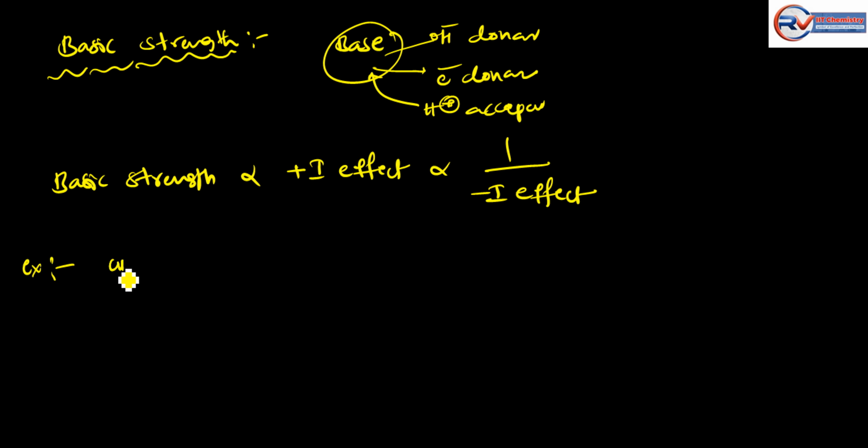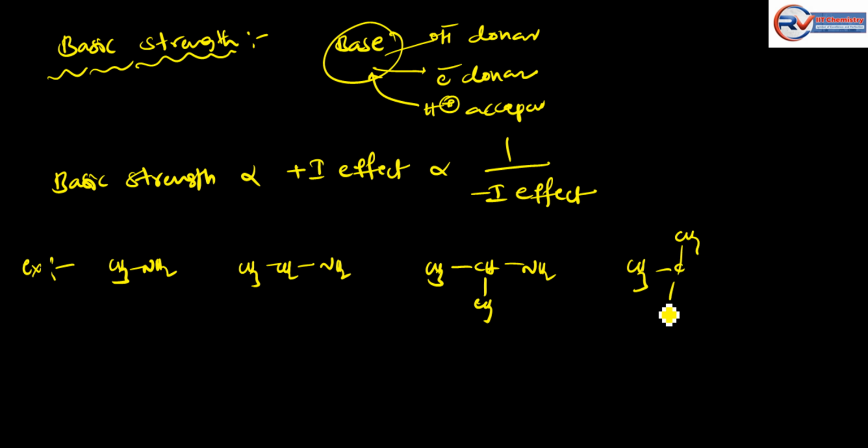So methylamine CH3NH2, ethylamine, propylamine, butylamine. Which is more basic? Obviously this one is the more basic. Why? It has the maximum plus inductive effect power. It is the most basic.